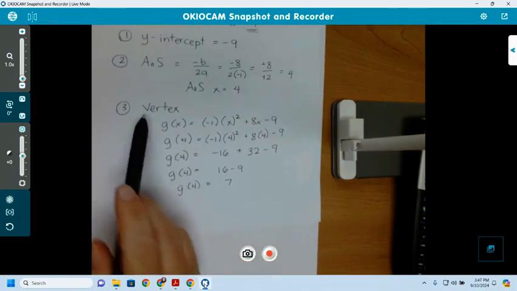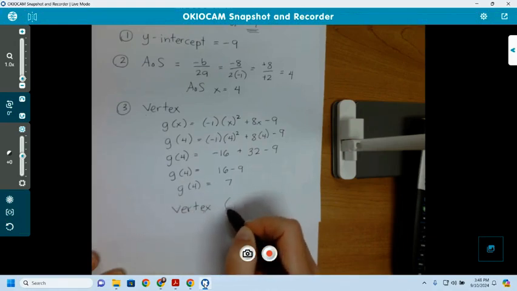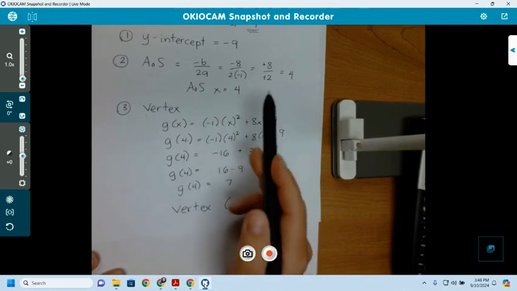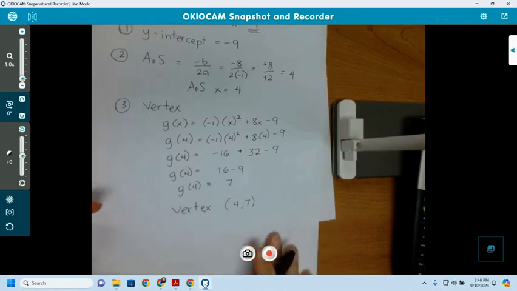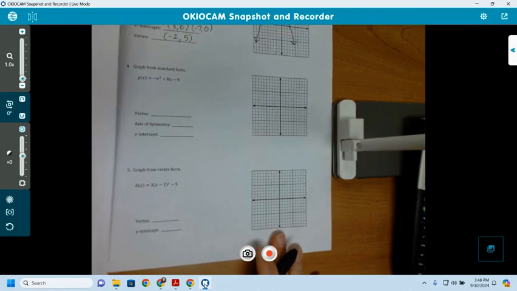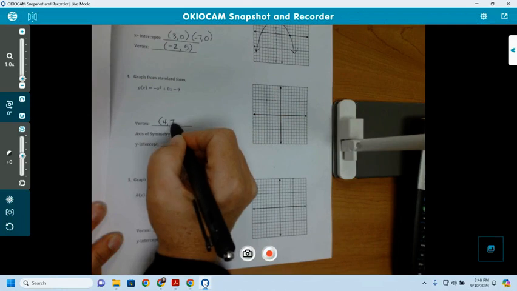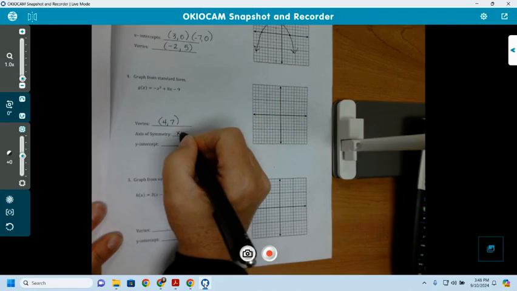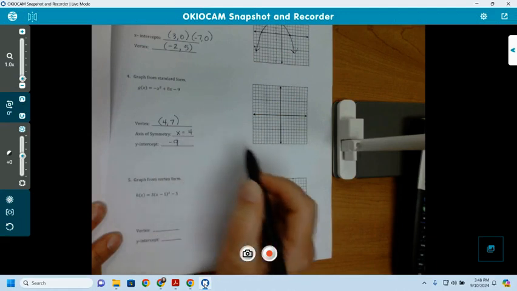So what were we trying to find? The vertex. We already know the x value, right? That's what we plugged in here. The x value of the vertex is always equal to the axis of symmetry. So that's 4, and the y value is 7. So let's go back to our original paper. We have our vertex we just found is 4, 7. Our axis of symmetry, we found x equals 4. And our y-intercept is -9.